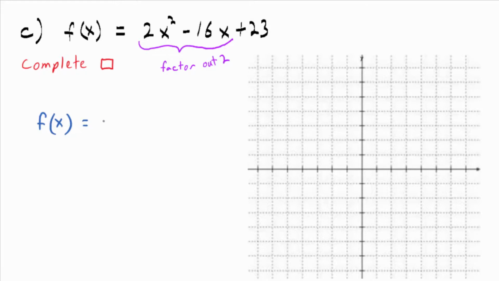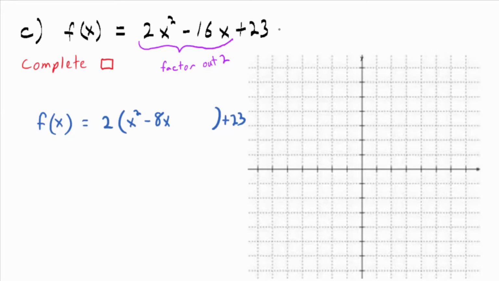So if you do that, you get 2 times what? And you leave the 23 out of it. Factor a 2 out of x squared, what's left? So x squared minus 8x. You are not factoring out the x. You're not factoring out the GCF, just the leading coefficient, which is 2, and just from the first 2 terms. So you leave the 23 out of it. And so it's x squared minus 8x that we're going to complete the square on.